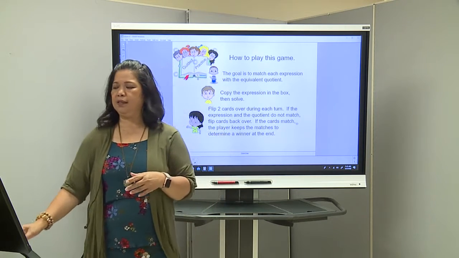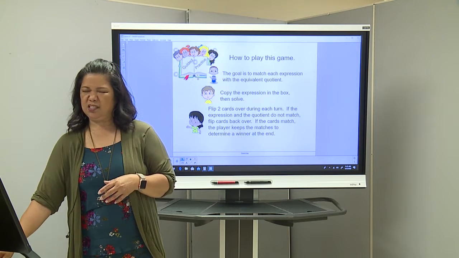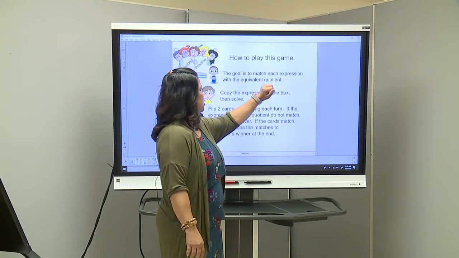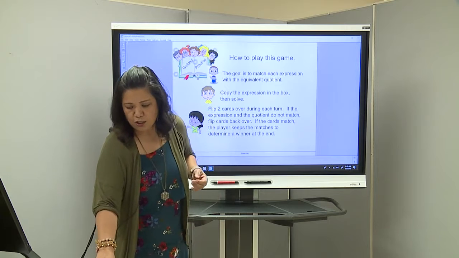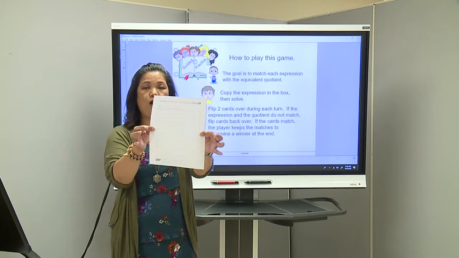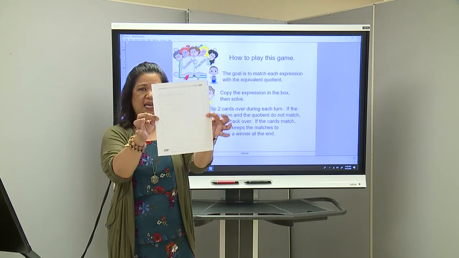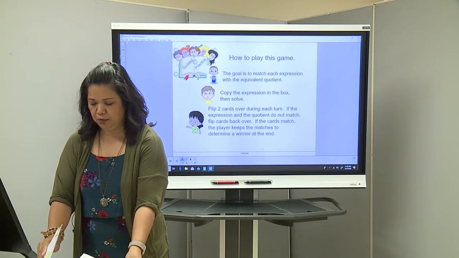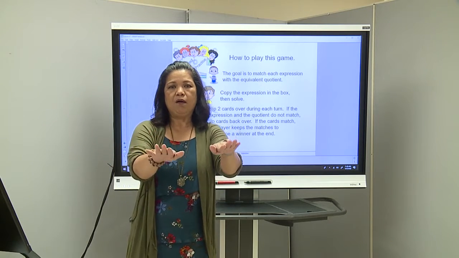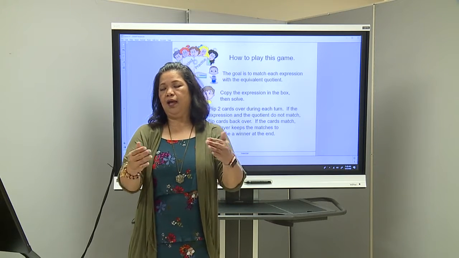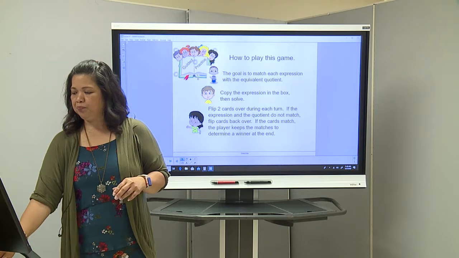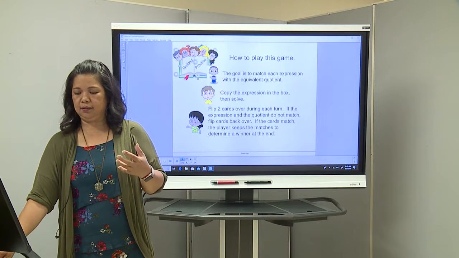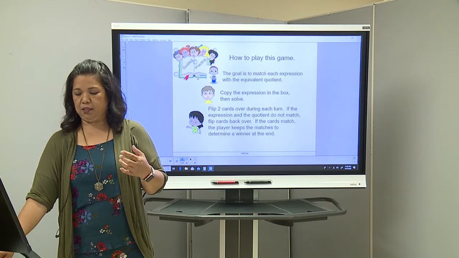So I'm sure you played this kind of game before already, so it's not new to you, but that's what you will do. Okay, the goal is to match each expression with the equivalent quotient, and it's easier to do that if you already solved all the quotients of all the expressions in this document. Okay, so make sure that it's handy, it's with you, and then you got the cards set up. Okay, put it face down on the table and start playing the game. So remember, if you get a match, you keep the card, and that will determine the winner in the end. The more matches you make, the better, because you win.